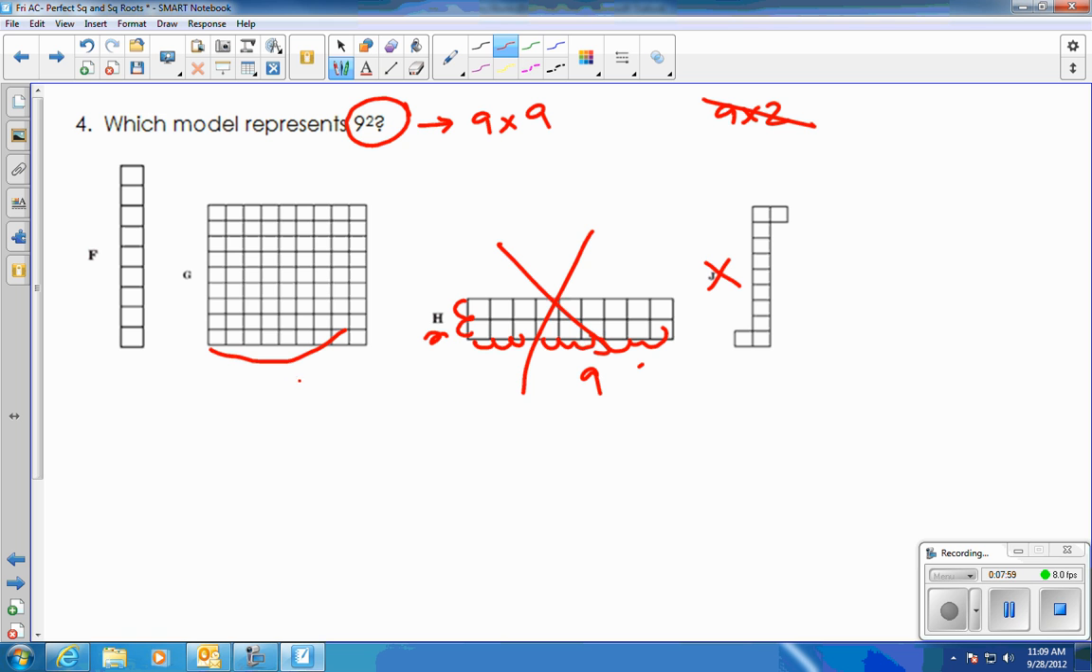This is 9 and 9. That looks like 9 times 9. Isn't 9 times 9 81? How many squares are here? 81. And this is 1 times 9, so that should have been one that we crossed off immediately. So my answer here is G.